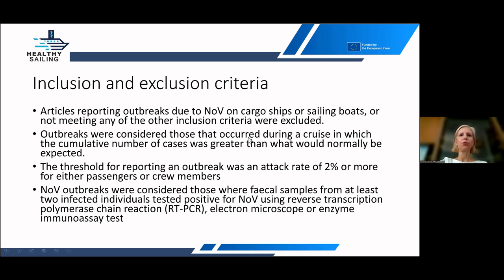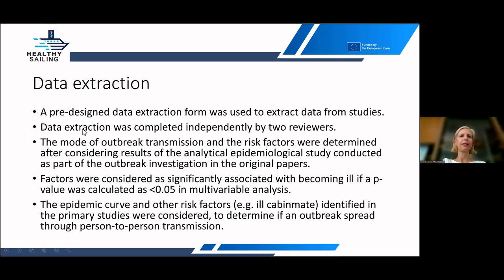Articles reporting outbreaks due to norovirus on cargo ships or sailing boats, or not meeting any of the inclusion criteria, were excluded. Outbreaks were considered those that occurred during a cruise in which the cumulative number of cases was greater than what would normally be expected. The threshold for reporting an outbreak was an attack rate of 2% or more for either passengers or crew. And norovirus outbreaks were considered those where fecal samples from at least 2 infected individuals tested positive for norovirus using RT-PCR or other methods that are specified in the methods section of the paper.